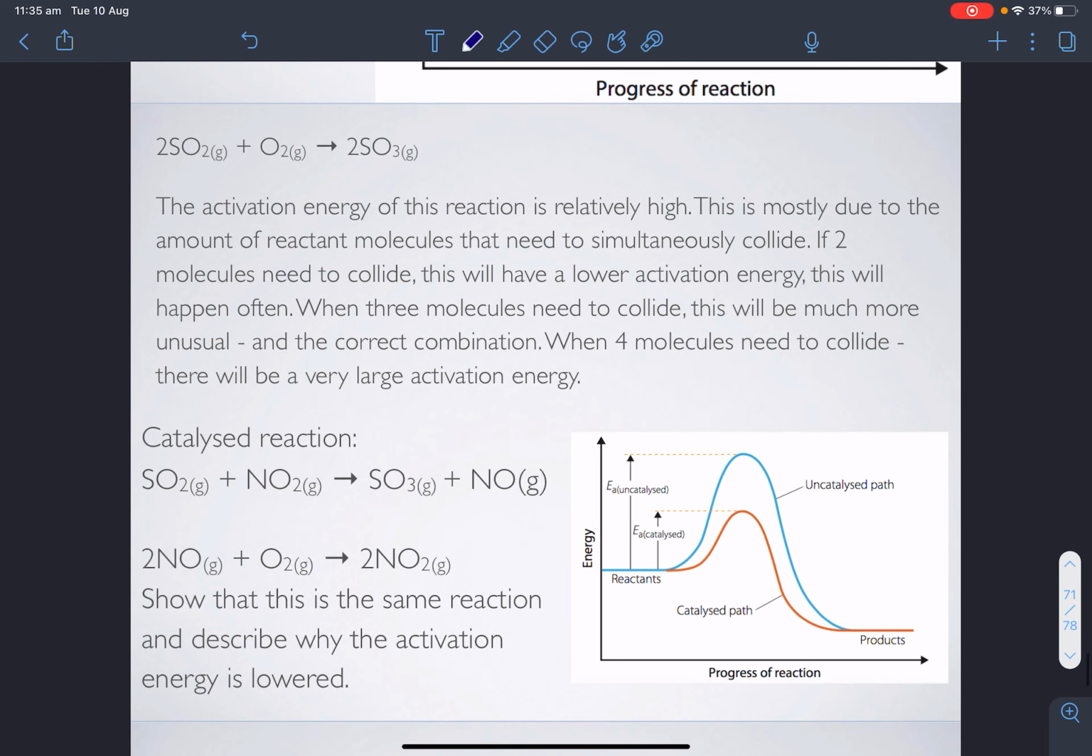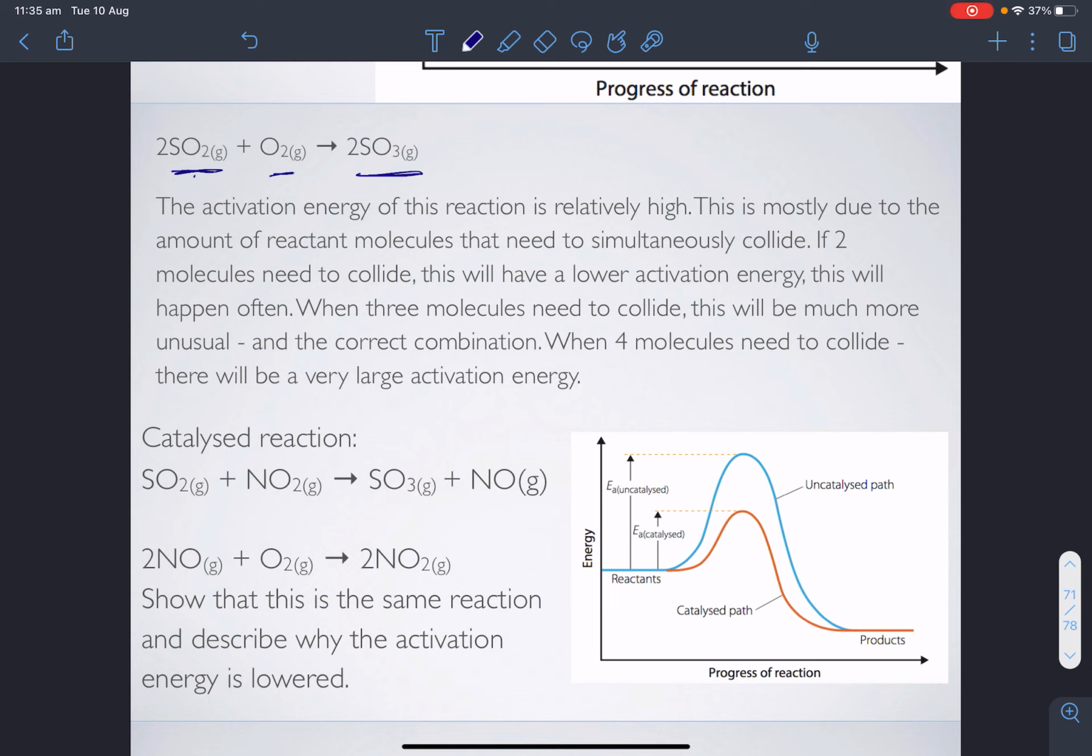Okay, here I'm talking about an example. We've got sulfur dioxide gas and oxygen going to sulfur trioxide. And you can see on the left here, it's a homogeneous reaction. It's all happening in the gas phase: gas, gas, gas. On the left-hand side, we've got 3 molecules, 2 of sulfur dioxide and 1 of oxygen, aiming to collide at the same time. So 3 molecules colliding at the same time is pretty rare, okay?